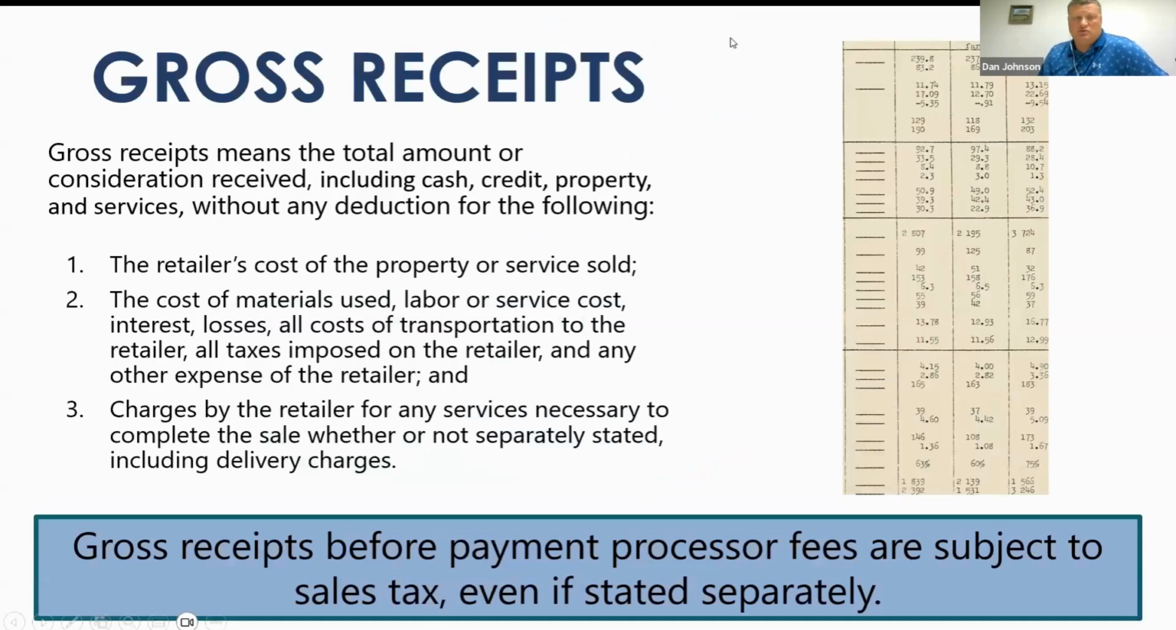Gross receipts. A business reports the gross receipts on a monthly or quarterly basis. Gross receipts is the total amount of consideration received, including cash, credit, property, and services without any deductions for the following: retailer's cost of property or service sold, cost of materials used, labor, services, interest, loss, and all costs of transportation to the retailer, all taxes imposed on the retailer, and any other expenses of the retailer.